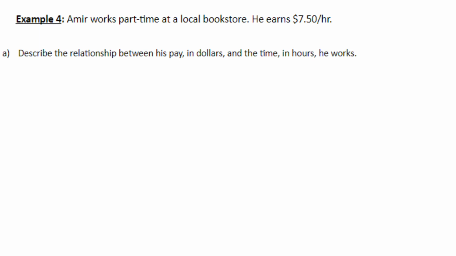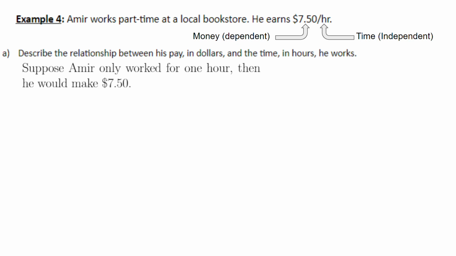For our example 4, Amir works part-time at a local bookstore. He earns $7.50 every hour of work. So we want to describe the relationship between his pay in dollars and the time in hours that he works. So let's just state what our dependent and independent variables are. In this case, money is the dependent variable and time is the independent variable.